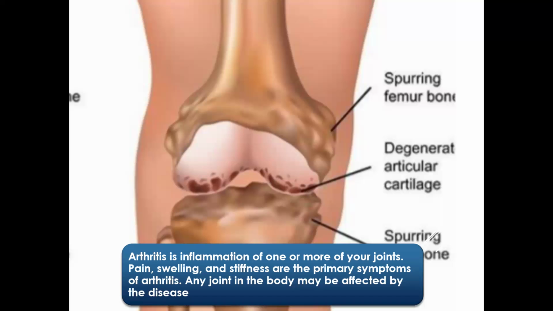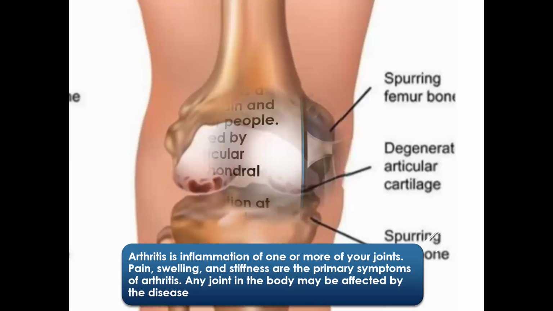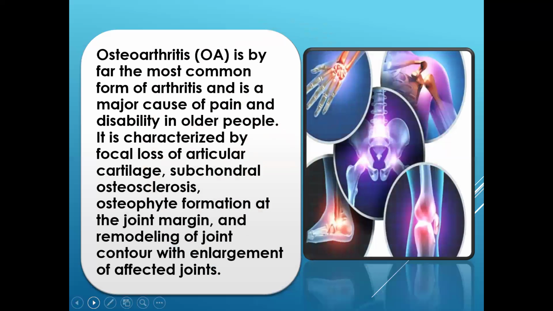It is important to say that any joint in the body can be affected by arthritis, as we're going to see when we move into the pathological part of this condition. Like we said, osteoarthritis is by far the most common form of arthritis and is a major cause of pain and disability in older people.